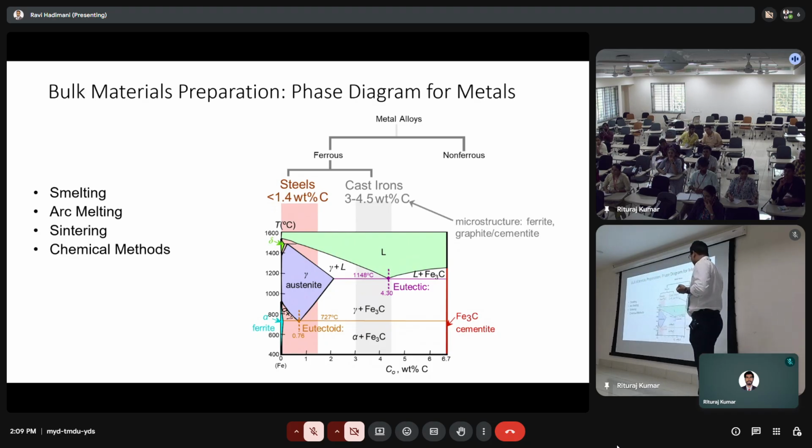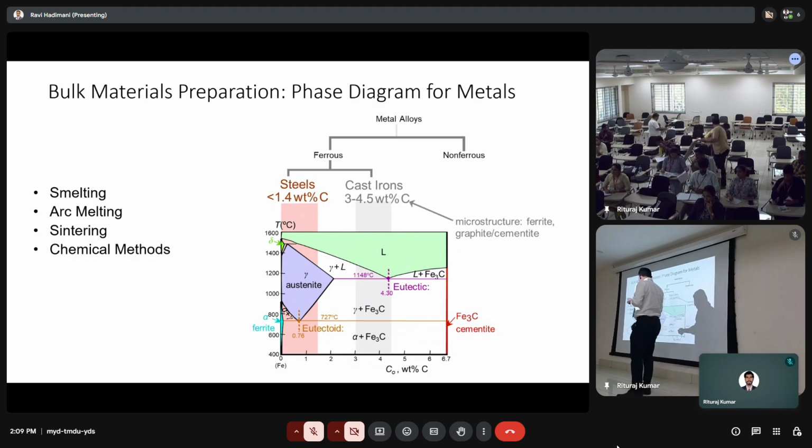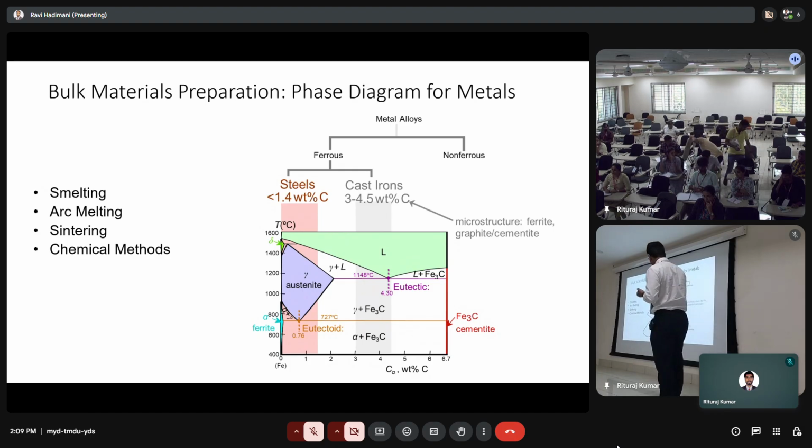Okay, so 6.7% is cementite. This is a compound, right? Compounds are represented as lines in your phase diagram. And this is liquid, and here are three phases. That is gamma, that is austenite, alpha, that is BCC, so alpha is ferrite. There should be one more, right? Delta, where is it? Oh, here it is, delta.